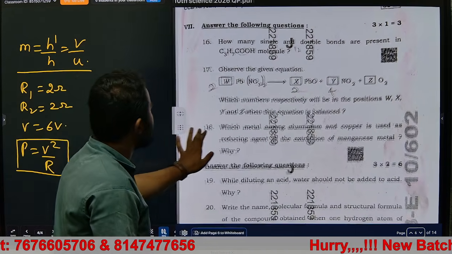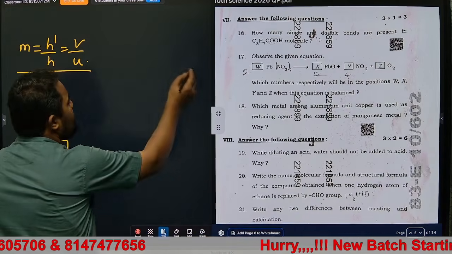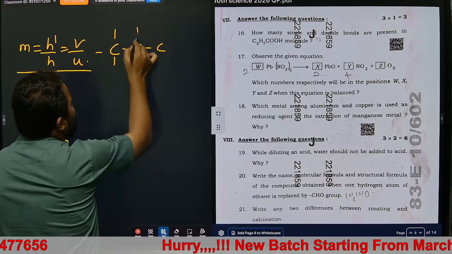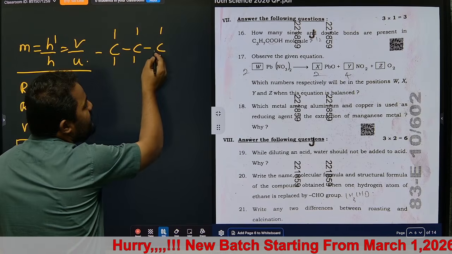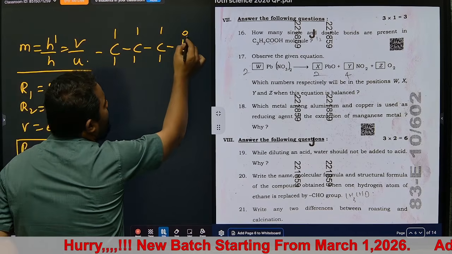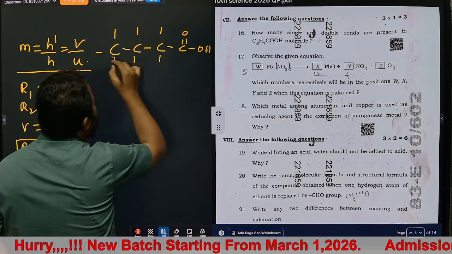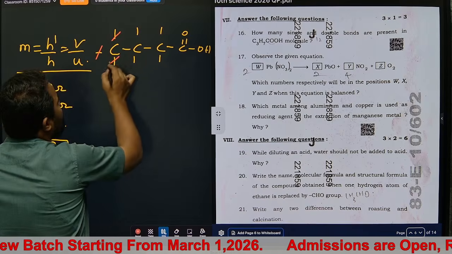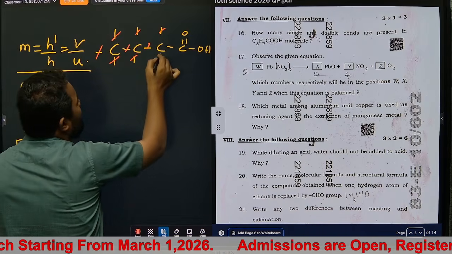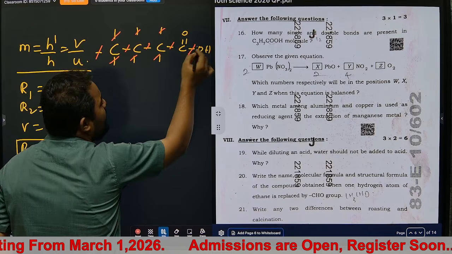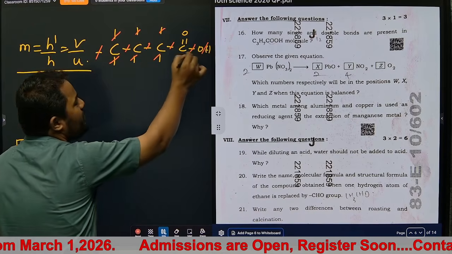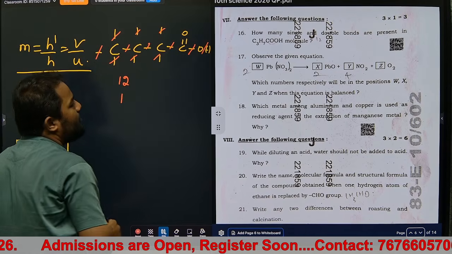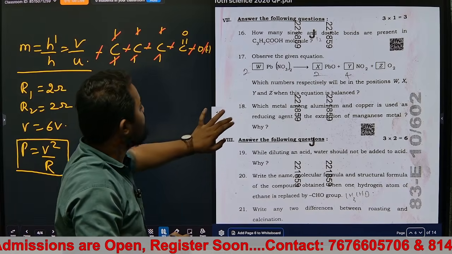Next, how many single bonds and double bonds are present in C3H7COH? See, most of the students are asking about this question only. C3H7COH means C3H7, C double bond O, OH. See here, 1, 2, 3, 4, 5, 6, 7, 8, 9, 10, 11 are there, but here one more bond is there between oxygen and hydrogen. That's why 12 single bonds and one double bond will be there. That is the answer for the 16th question.